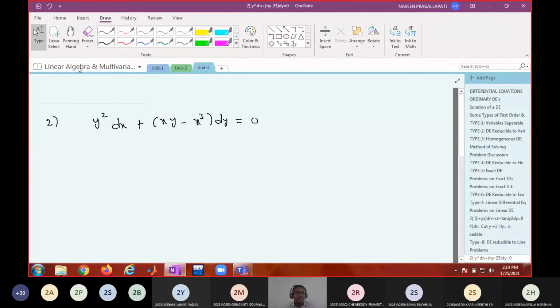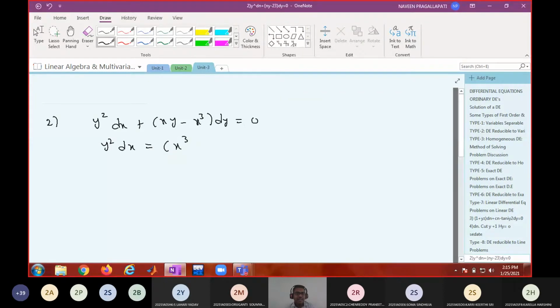Can it be a linear differential equation in y? No, sir, because you see y square. So can it be linear differential equation in x? No, again you see x cube, because you are seeing higher powers of x and y. This is neither linear in y nor linear in x. So when it is not a linear differential equation, then try to see if it is a Bernoulli's differential equation. For Bernoulli's differential equation, either you write it as dy by dx or dx by dy.